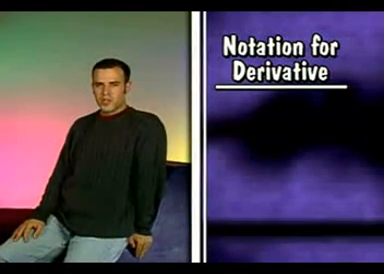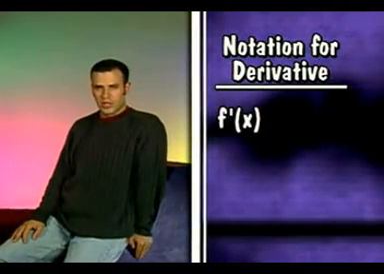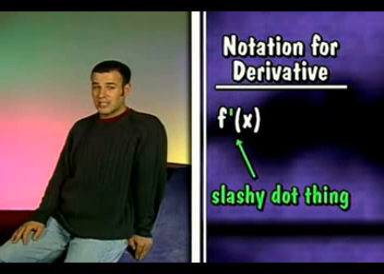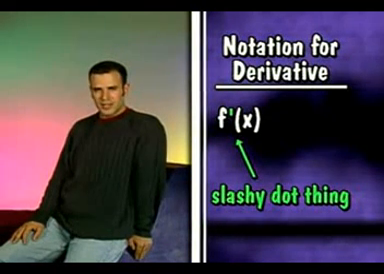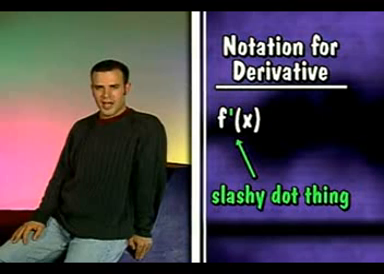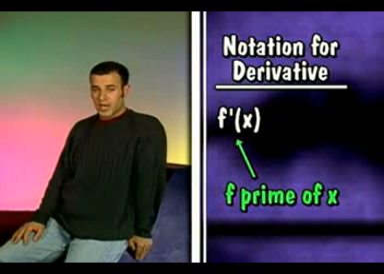We need to let you in on a couple of notations. Okay, coast is clear. The notation for the derivative looks just like that for a function, with the addition of a little slashy dot thing after the f. That little slashy dot thing is called a prime, and the expression is read f prime of x.